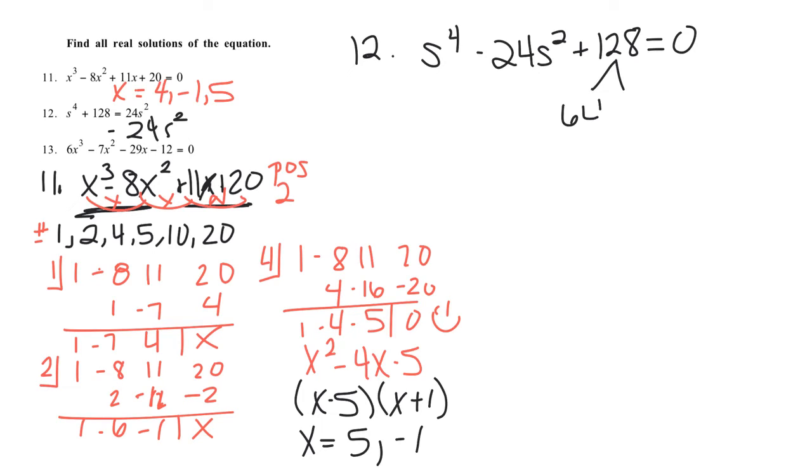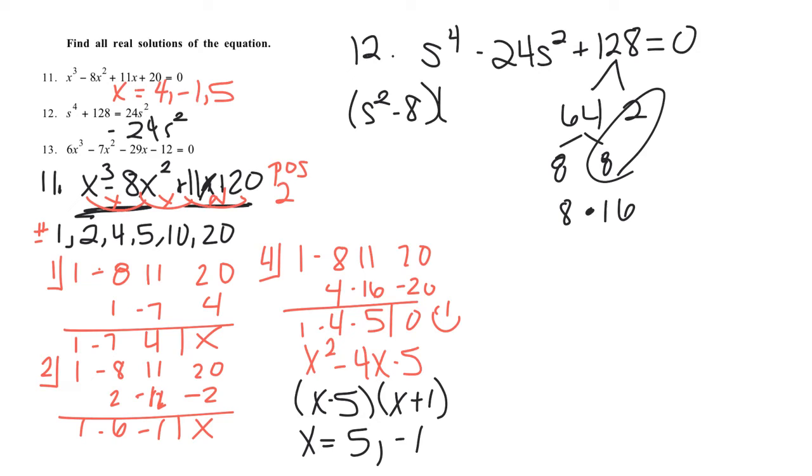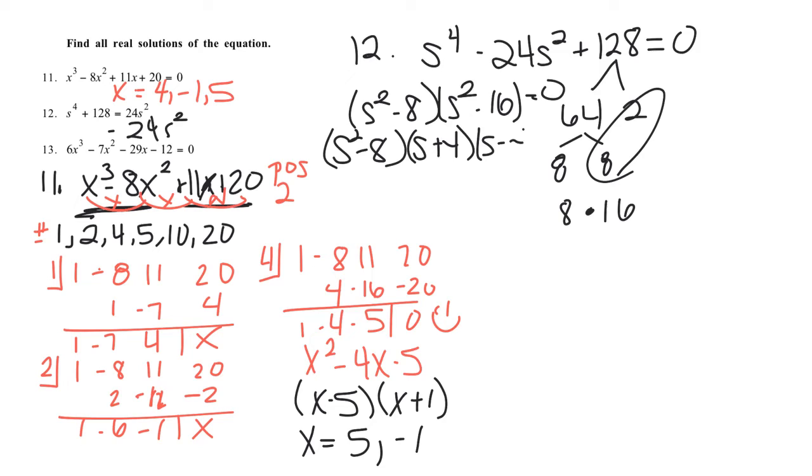So 64 times 2. 64 is 8 times 8. So this could be 8 times 16, because that would be 16, and 8 plus 16 is 24. So this is going to work. We got s squared minus 8 and s squared minus 16. s squared minus 8 doesn't factor anymore because 8 is not a perfect square, but s squared minus 16 does. It's s plus 4, s minus 4.